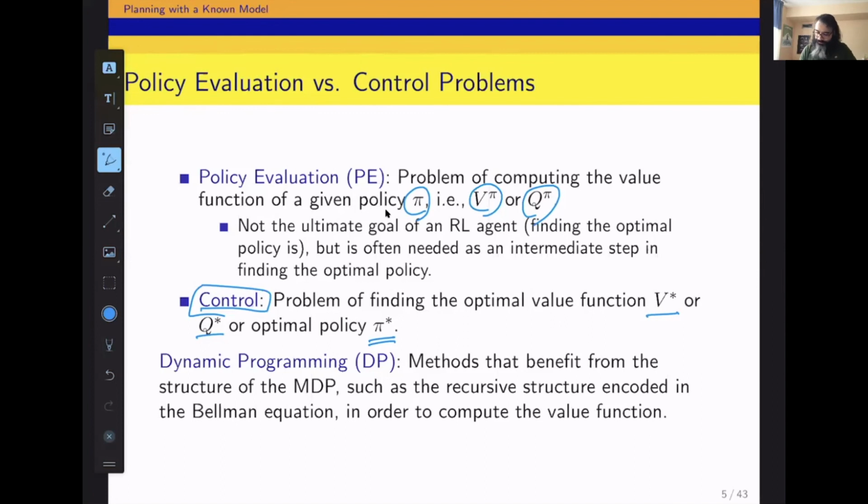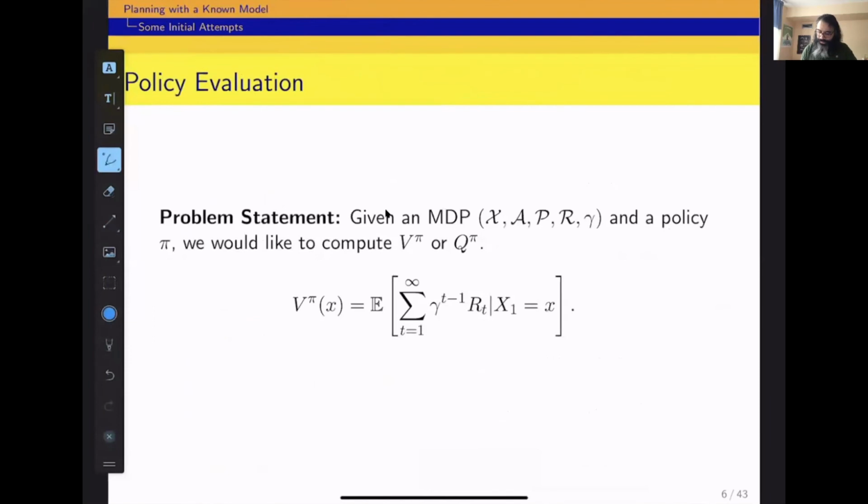Okay, so we have policy evaluation and control. Let's think about the policy evaluation problem. As I mentioned, we have an MDP and a policy pi. We want to compute either V pi or Q pi. We are in the discounted setting, so V pi has this definition: the expected value of discounted rewards.